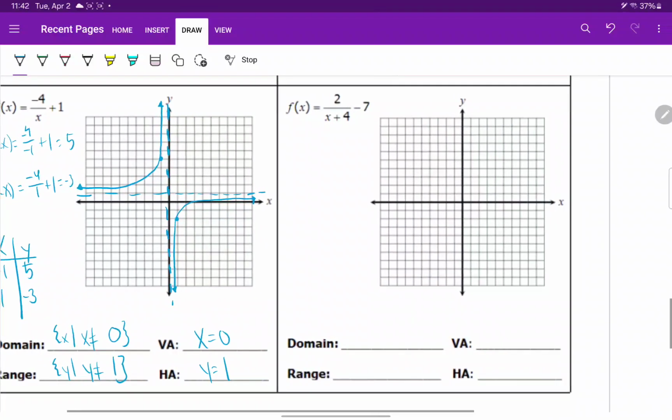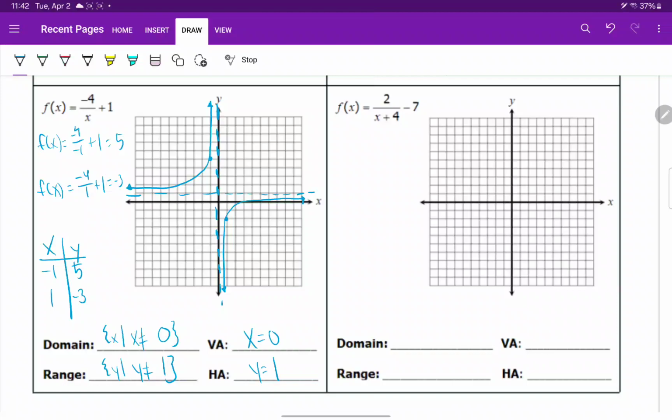All right. So, one thing we could talk about over here are just transformations if you're curious. So this negative right here is a reflection across the x-axis. And you can kind of see that taking place because originally our branches are supposed to be in quadrants 1 and 3, and they reflected across the x-axis. So that's why they're now in quadrants 2 and 4. And then up 1 shows that our horizontal asymptote is now at y equals 1.